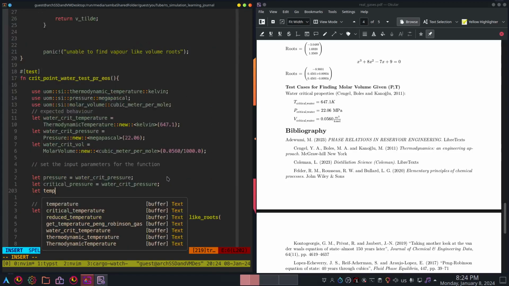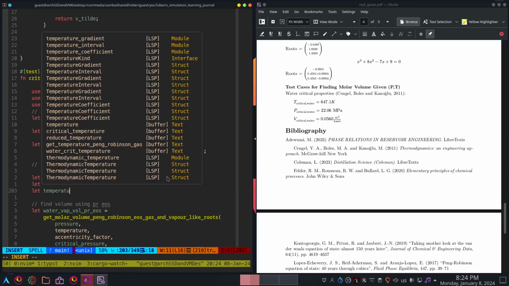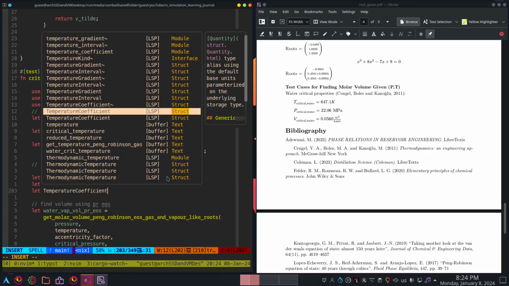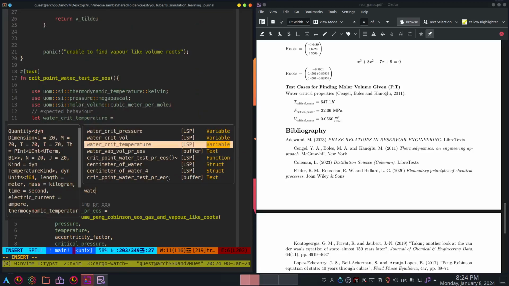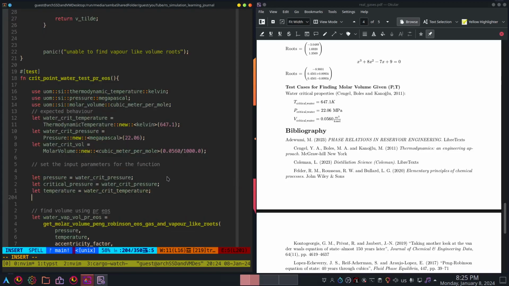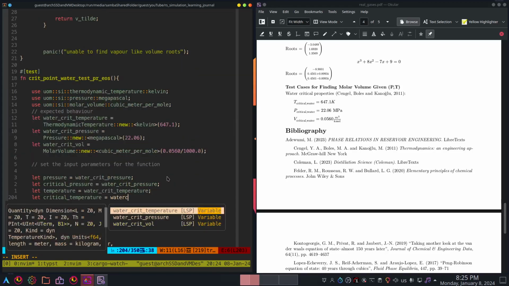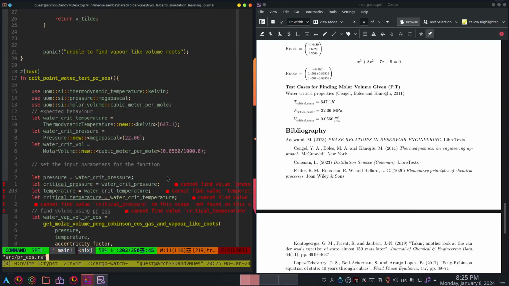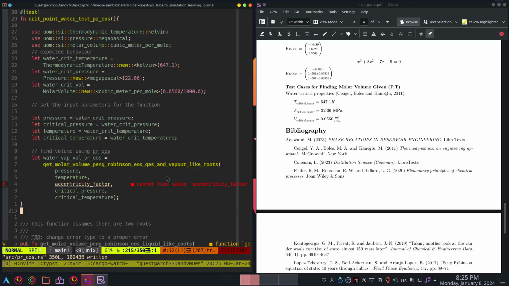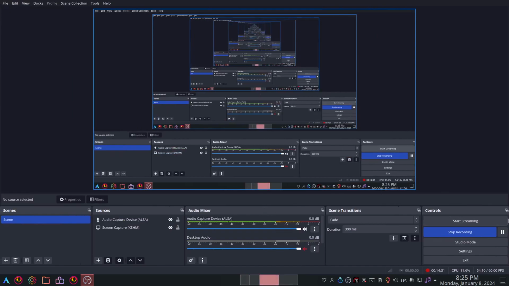Let temperature equal water crit temperature. Let crit temperature equal water crit temperature. There's one more, the eccentricity factor, which I will need to find. So just give me a moment. I'll need to go and find out the eccentricity factor of water.